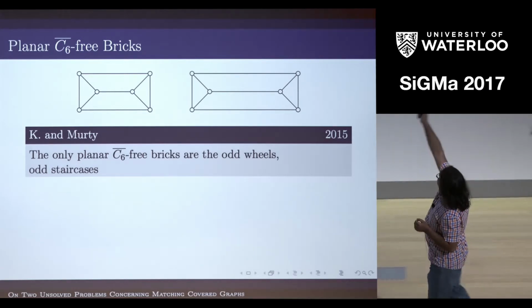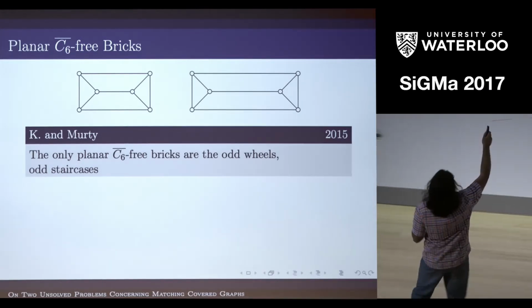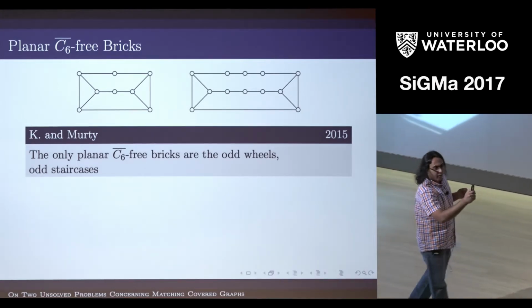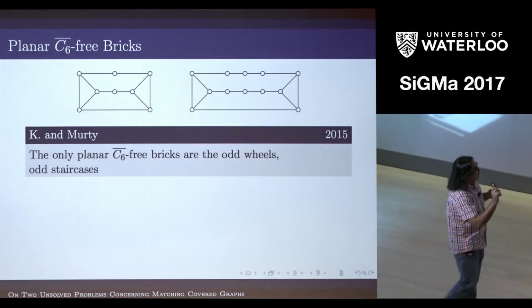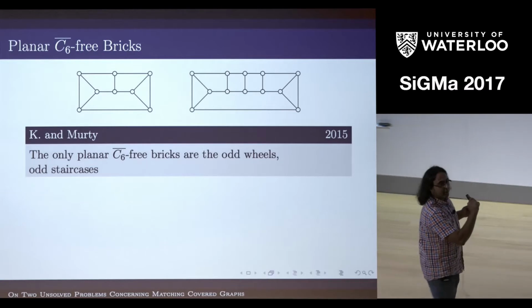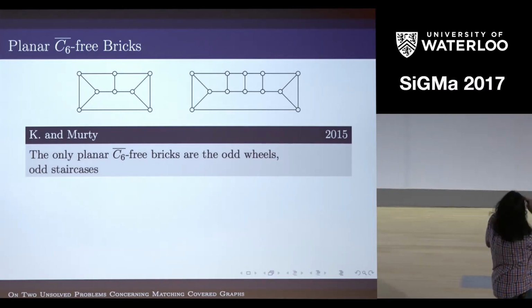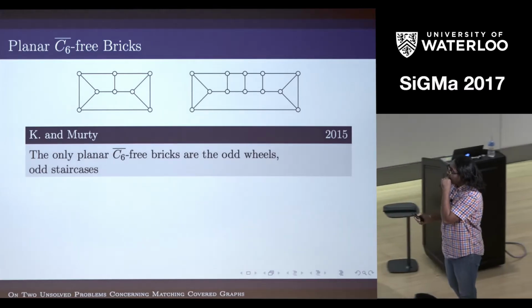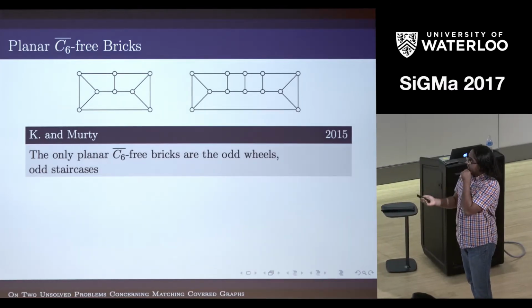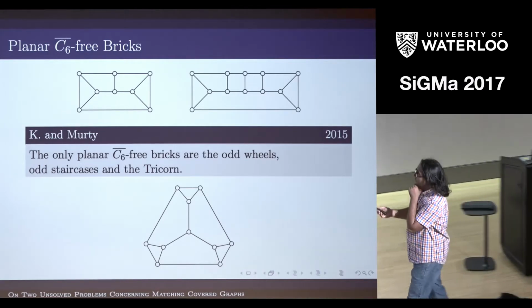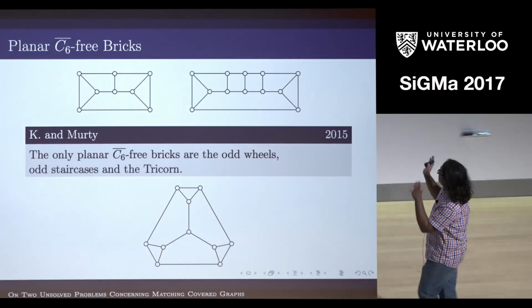What are these? Take a prism and subdivide the top two edges by an equal number of vertices, 1, 3, 5, an odd number. And then we want a planar brick, so we're going to put a perfect matching between those vertices in the natural manner. So that gives you an infinite family called the odd staircases. So you got the odd wheels, the odd staircases, and there's one more graph, the tricorn. This is it. The planar prism-free bricks are all of these.